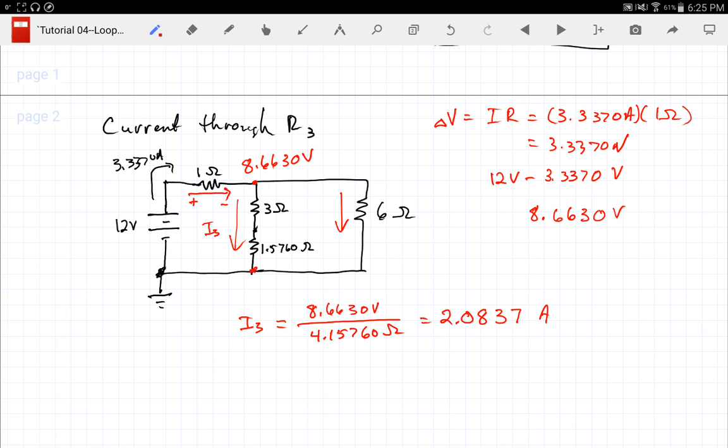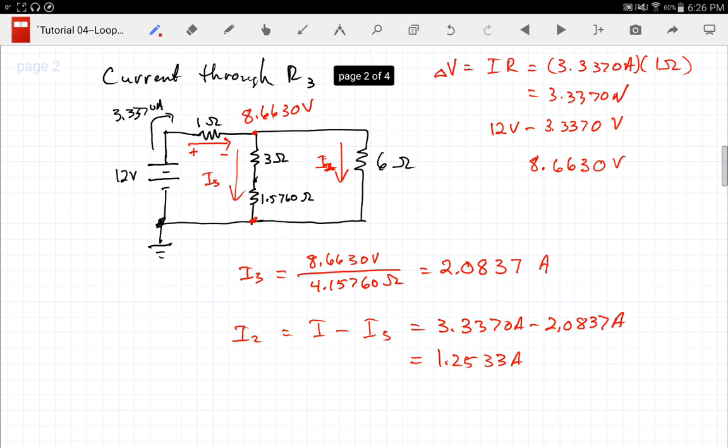And of course, now that I know the current here is 2.0837 amps and the total was 3.3370 amps, I could go ahead and just use Kirchhoff's current law to say that the current over here, that I'll call I2 since it went through resistor 2, is I minus I3, so 3.3370 amps minus 2.0837 amps, which is 1.2533 amps.